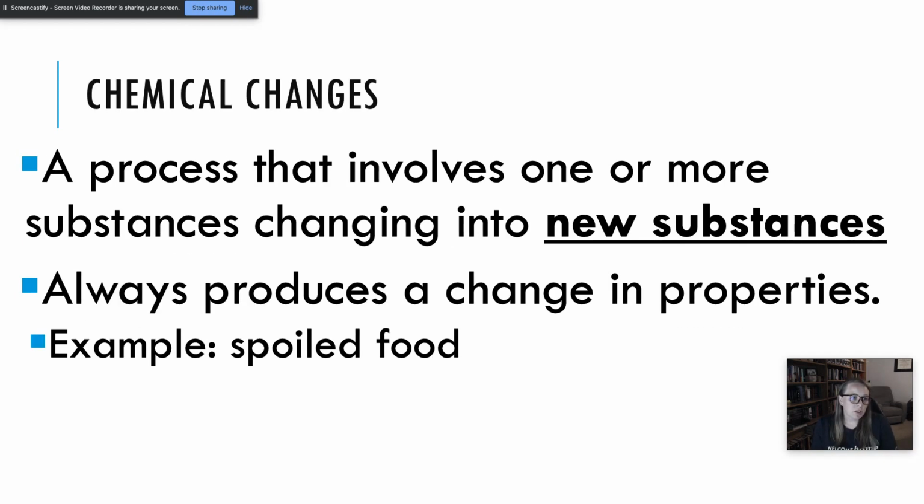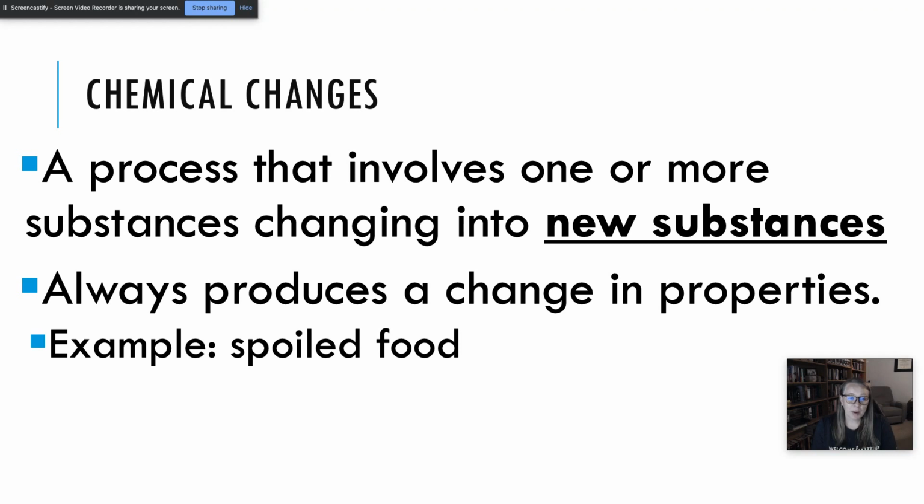So a chemical change is a process that involves one or more substances changing into new substances, and that always produces a change in properties. For example, whenever food gets spoiled, so I'm going to think of milk. As milk becomes spoiled, there are chemical processes happening, making new compounds from the old compounds.